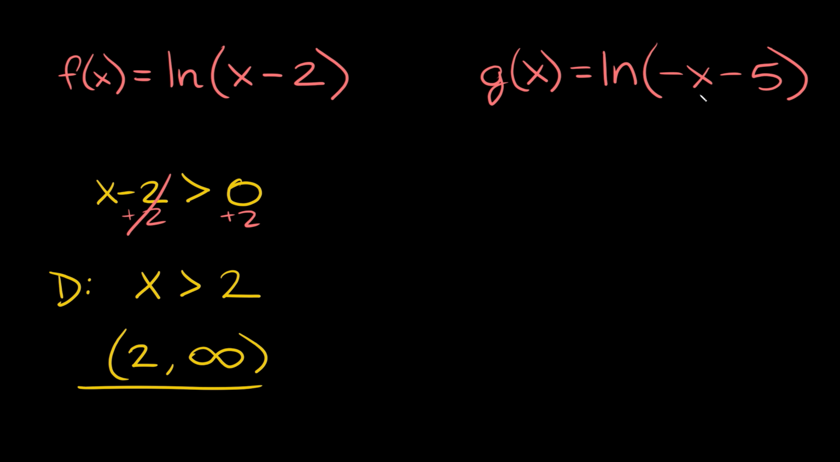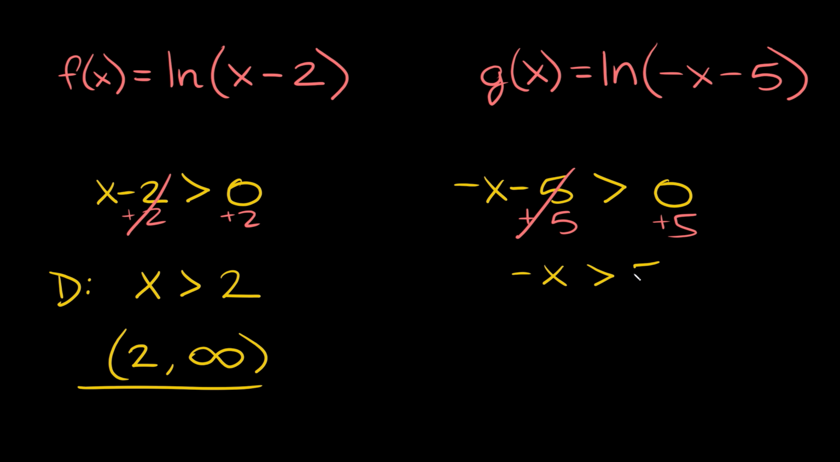All right, now let's try this last one right here. So we have g of x is equal to the natural log of, in parentheses, negative x minus 5, all right? So again, we just want to take whatever's inside of these parentheses, negative x minus 5, and just say that it has to be bigger than 0. All right, so again, solving for x, we can first get rid of this negative 5 by adding 5 to both sides. Those cancel out, so we get negative x is greater than positive 5.